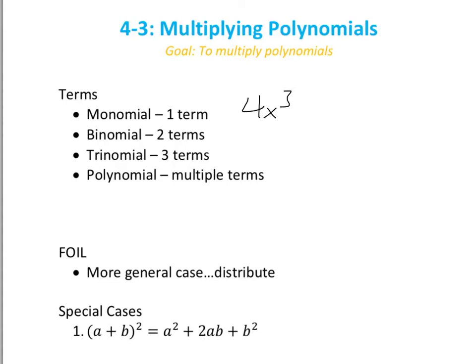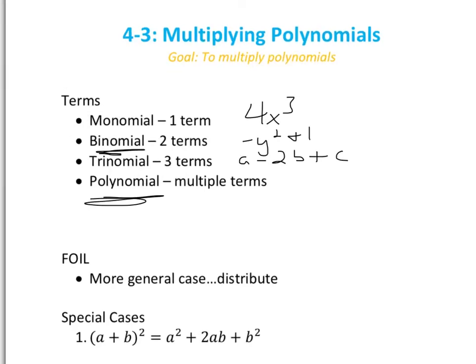A binomial, or if you hear the term binomial, that's usually meaning two terms. So you have negative y squared plus 1 would be an example of a binomial. And then a trinomial is just going to be three terms. So a trinomial would be like a minus 2b plus c, right? It's got three different terms, so it would be called a trinomial. And a polynomial is just the general term for anything with multiple terms in them. So a binomial and a trinomial would both be considered polynomials along with anything else, any number of terms bigger than one. Okay?